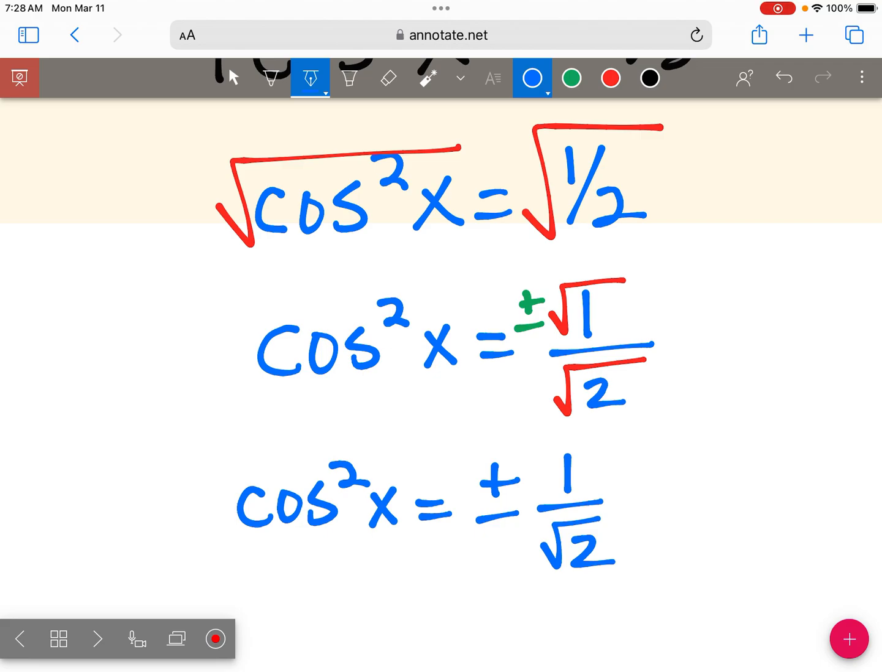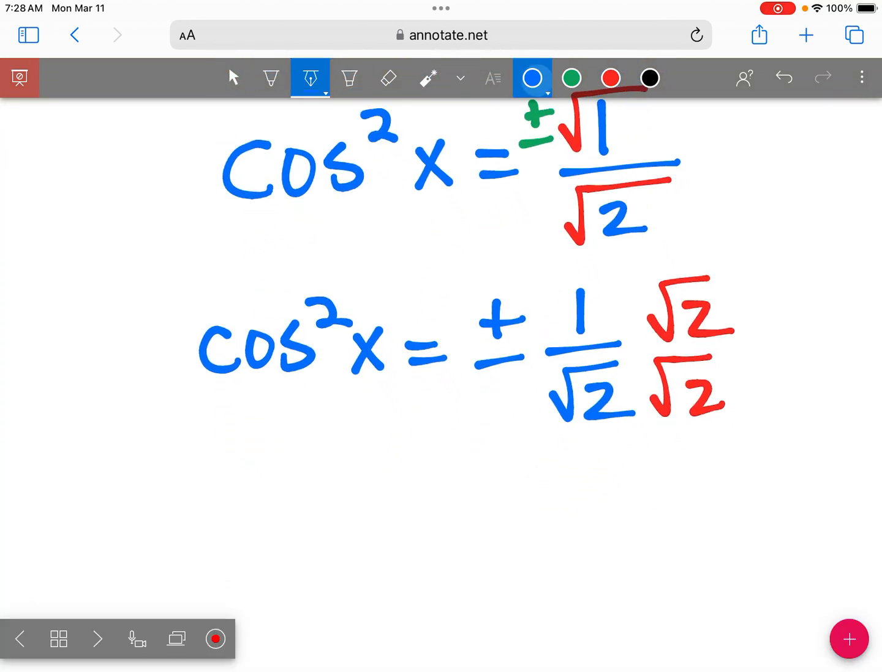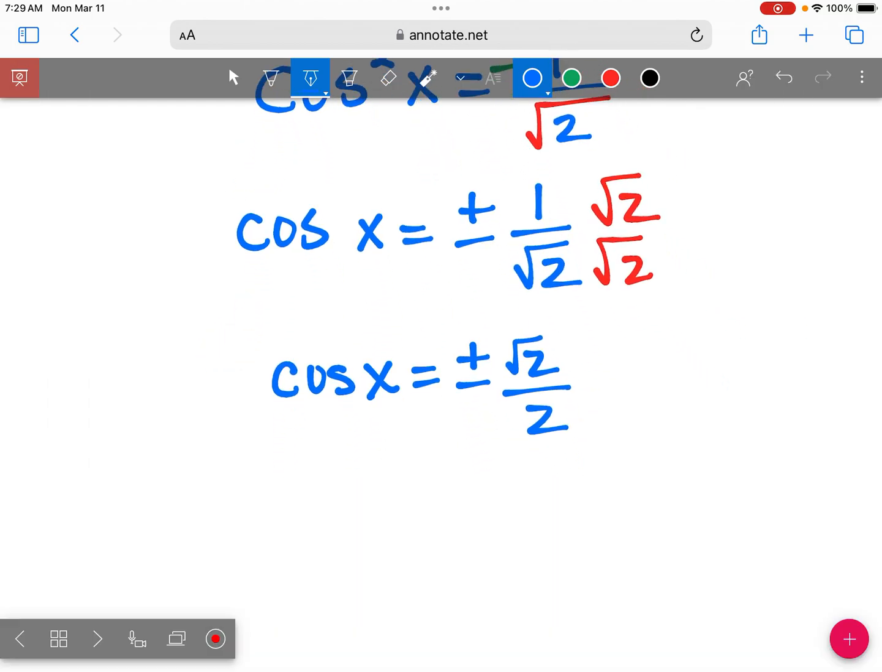So what do you have to do? Multiply by what? Root 2. So we get that the cosine squared, or cosine, sorry, I should have taken the square off at this step because it's no longer squared because I took the square root. So the cosine of x equals plus and minus root 2 over 2. So on your unit circle, tell me where is cosine positive and negative root 2 over 2.